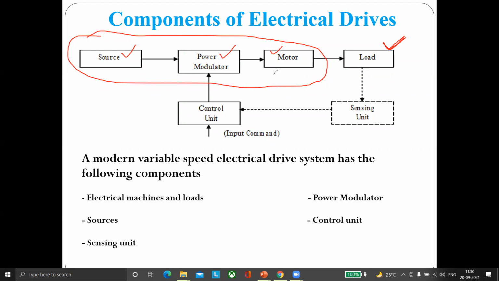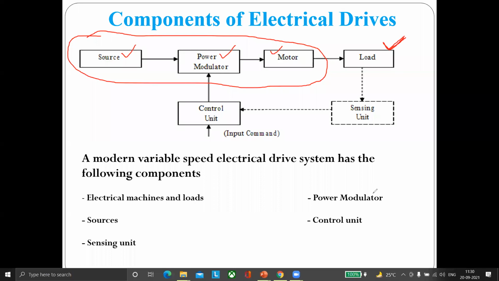Block diagram and definition of the electrical drive. Is it okay? All of you got the concept of this electrical drive? A very important point that we have discussed today, because this is the starting of the electrical drive.